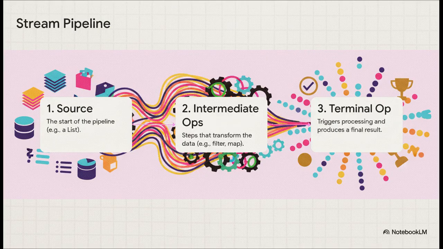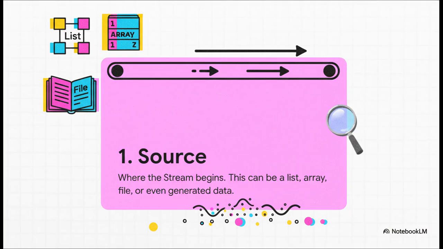Now, what's so cool is that every single stream you ever write follows this simple three-stage structure. That's it. You have a source, then some intermediate operations, and finally, a single terminal operation. Let's take a quick look at each piece. First up, every pipeline has to start somewhere, right? And that's the source. It's simply where your data comes from, the very beginning of the conveyor belt. You can fire up a stream from just about anything. A list, an array, you can even stream lines directly from a file.